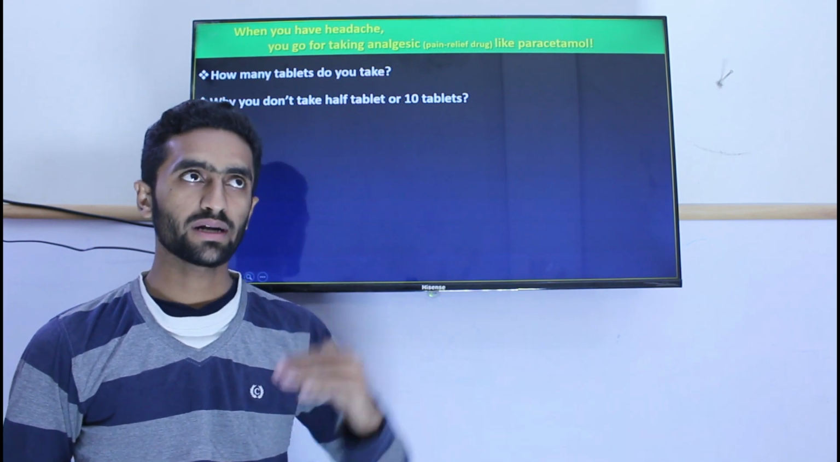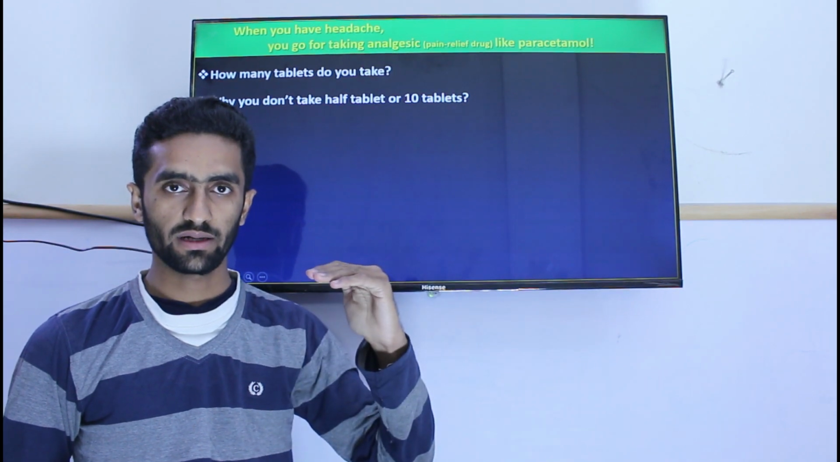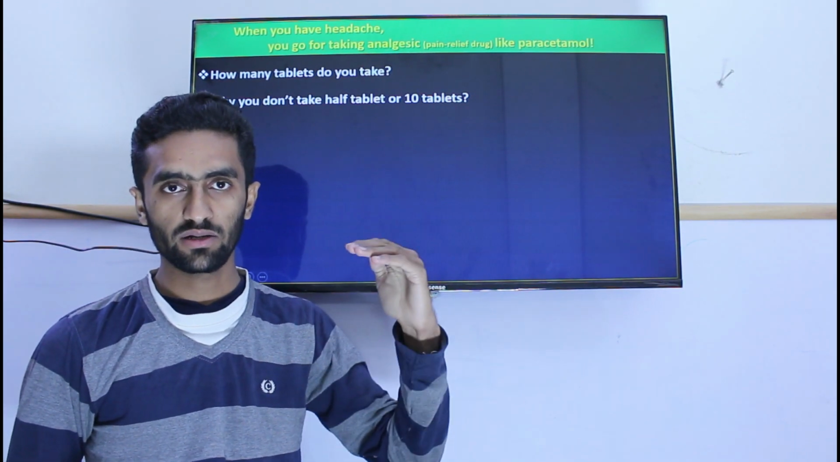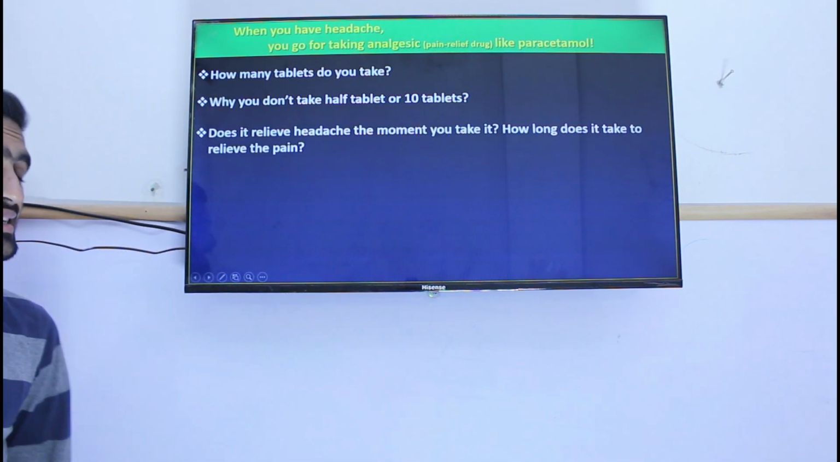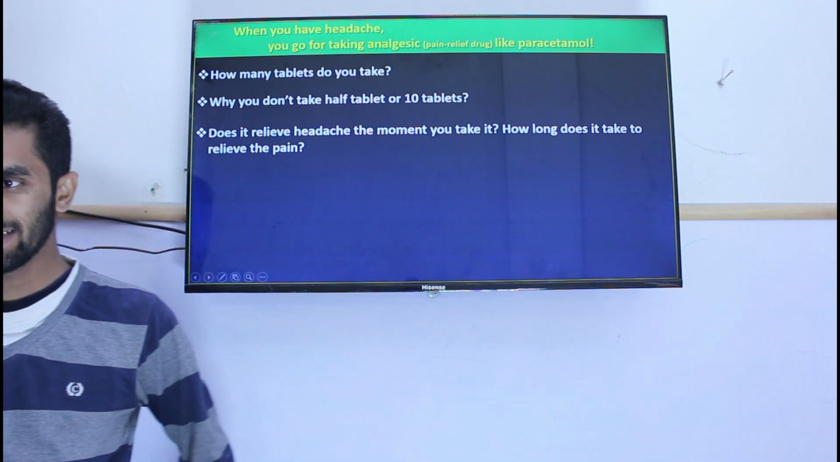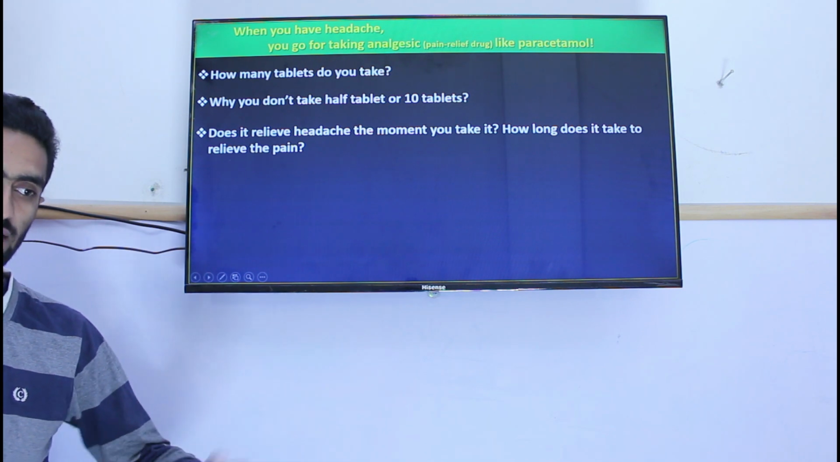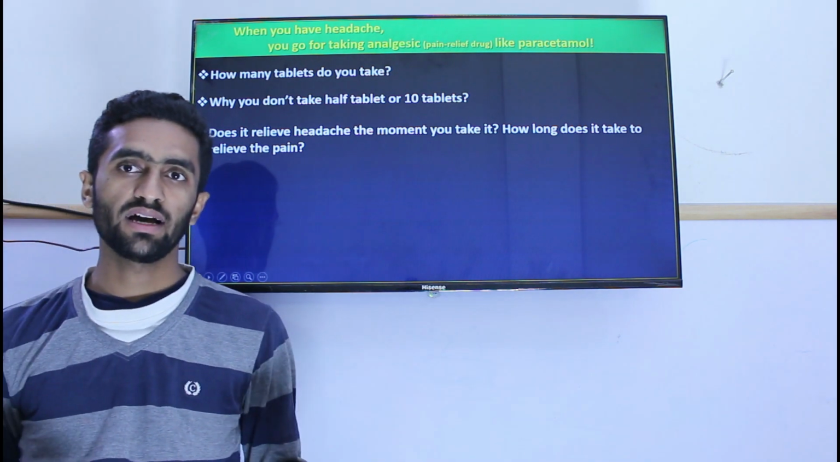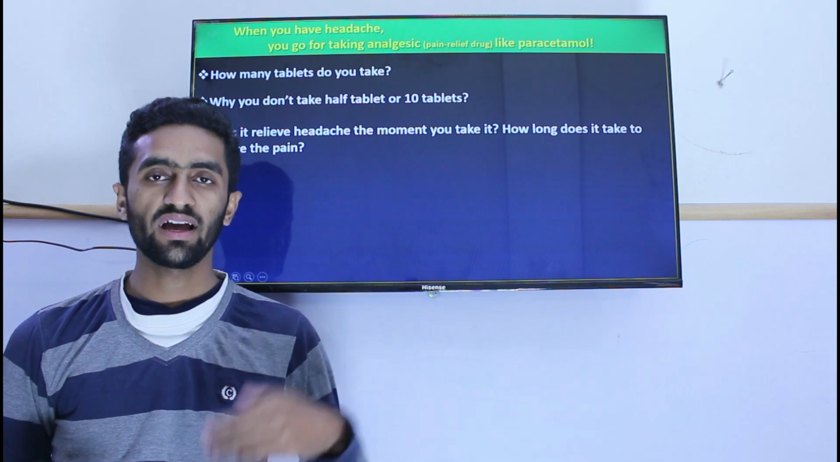Who defined the range of maximum and minimum drug? So what is a therapeutic dose? That is pharmacology. Another question: does it relieve the moment you take it? How long does it take to relieve the pain? Does it relieve at that moment, or does it take time? So there is a time for the drug to act.